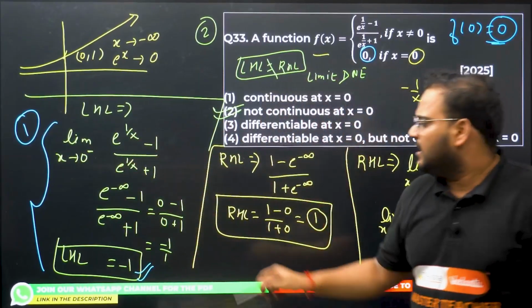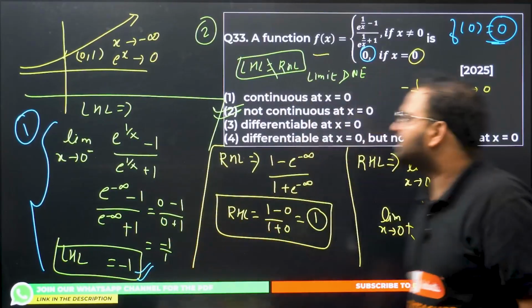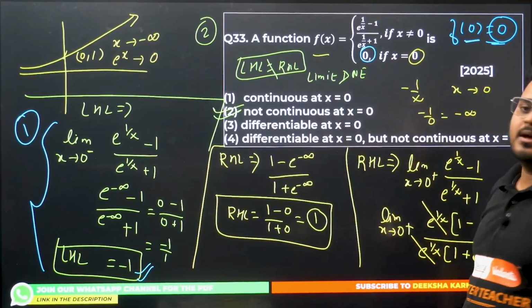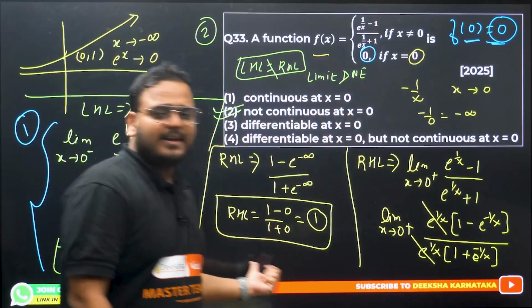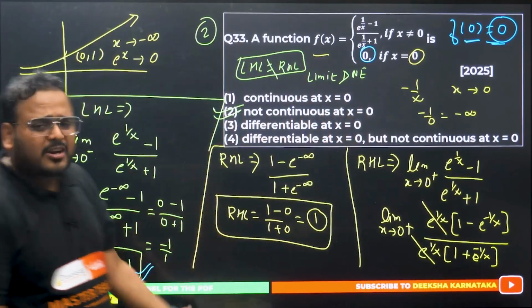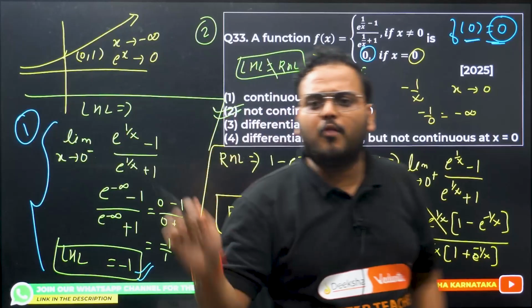Find the limits. Limit is coming as minus 1, LHL is coming as minus 1, and LHL is not equal to f of 0 because f of 0 is 0 and LHL is minus 1. They are not equal. It means not continuous. As simple as that. Option B, move on.